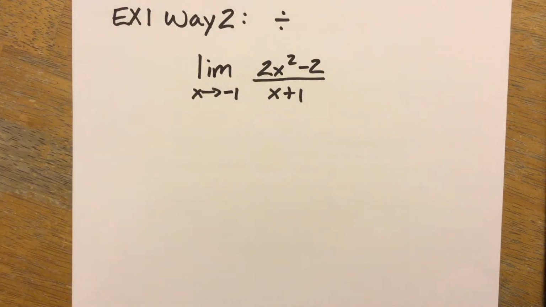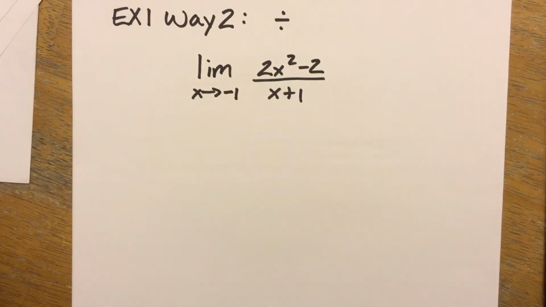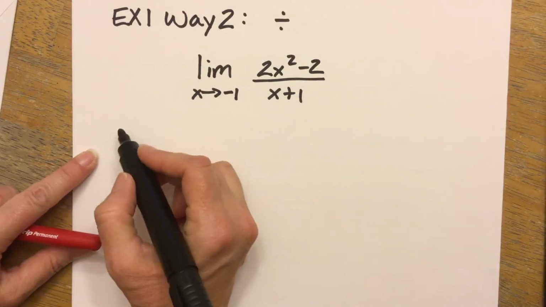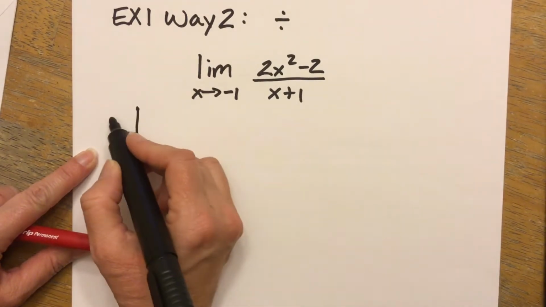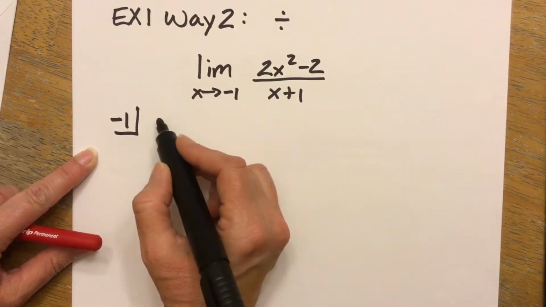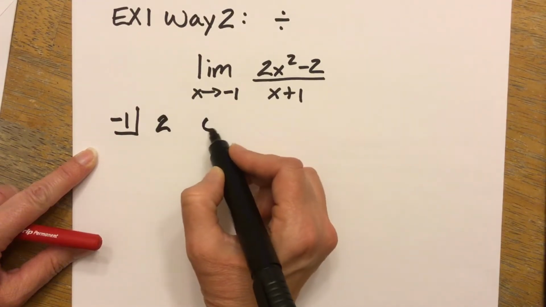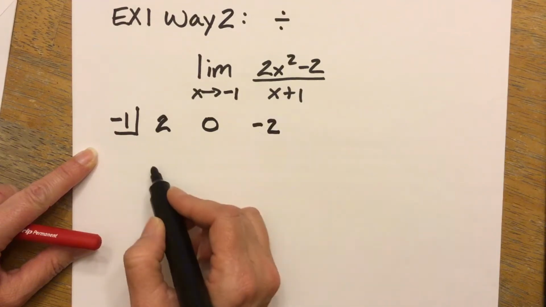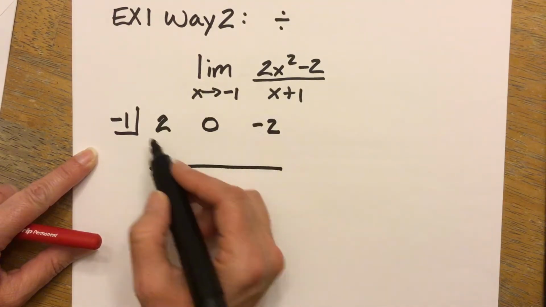Our second example, we're going to do the same problem. We're going to do it using division, just to show that there are different ways that we know how to deal with limits. So let's do synthetic here. So on the shelf, you're going to have the solution to the denominator, which is negative 1. We have the coefficient of 2. There's no x term. And then the coefficient, or the constant rather, of negative 2.